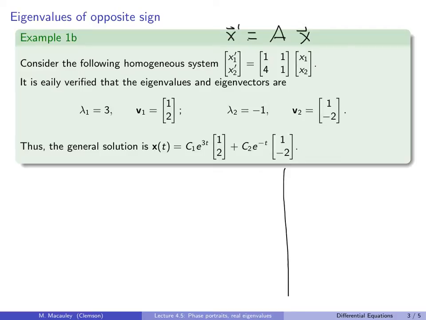As before, it's going to be y2 versus y1. Okay. So let's plot these vectors. So v1 is (1, 2). So this is v1, this is 1, this is 2. And then v2, let's make that a little darker because we're going to go over it. v2 is (1, -2), so that's going to be something like this. So to draw the phase portrait, let's extend these eigenvector lines.